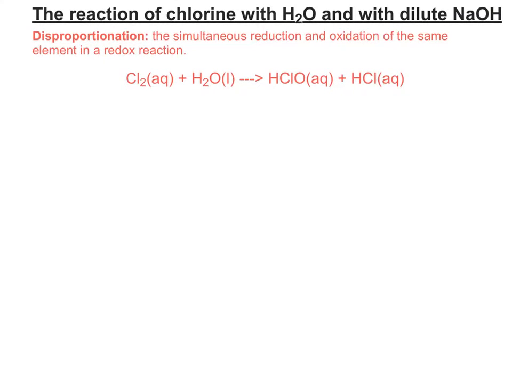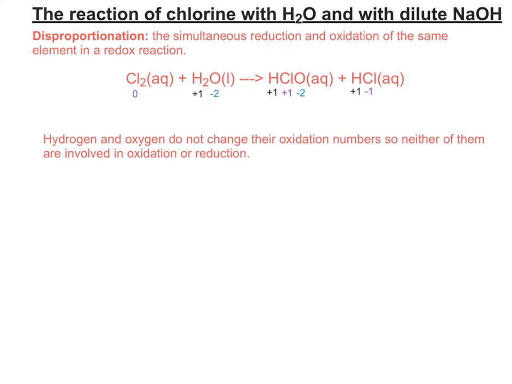So the first thing to do is to obviously give everything an oxidation number. So let's do that first, and then we can decide what's happening. So we can see that hydrogen and oxygen don't change their oxidation numbers. So neither of them are involved in oxidation or reduction. So let's have a look at chlorine a bit more closely. If we follow this one round to here, you can see it's gained an oxidation number by 1, so it's been oxidized.